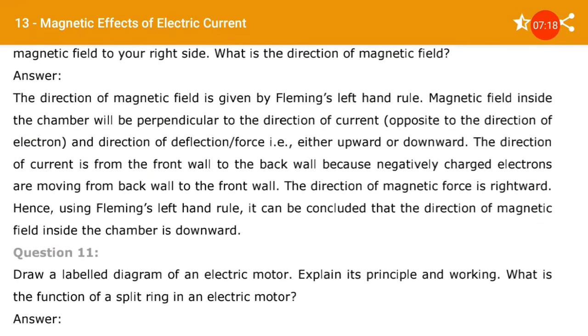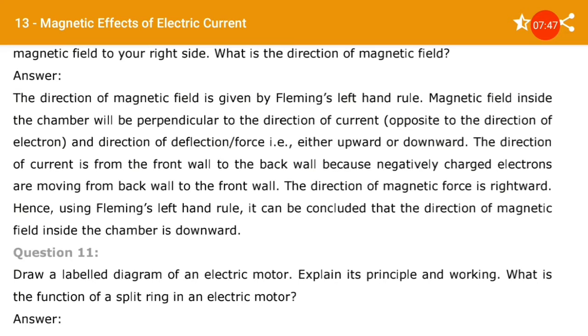The direction of the magnetic field is given by Fleming's left hand rule. The magnetic field inside the chamber will be perpendicular to the direction of the current, meaning opposite to the direction of the electron, and the direction of the deflection or force is either upward or downward. The direction of current is from the front wall to the back wall because negatively charged electrons are moving from the back wall to the front wall.